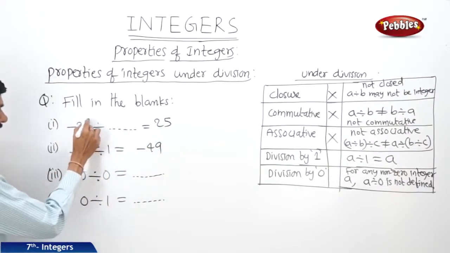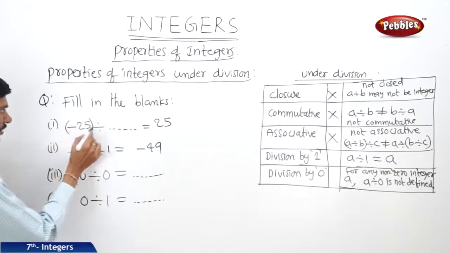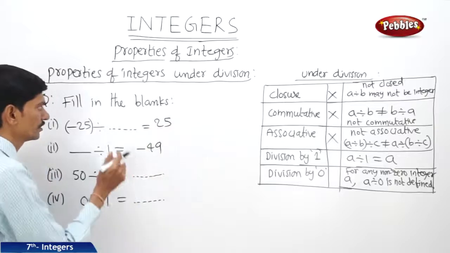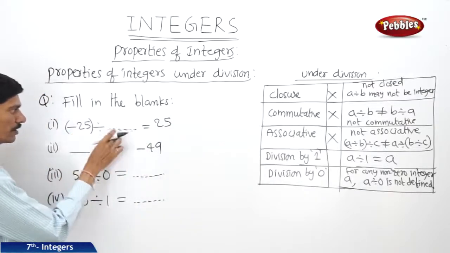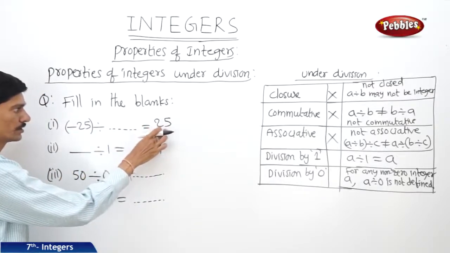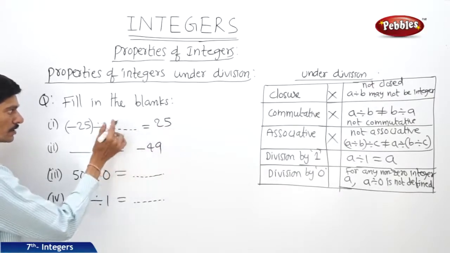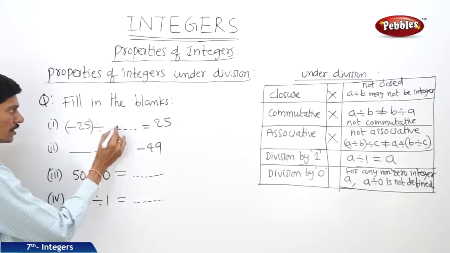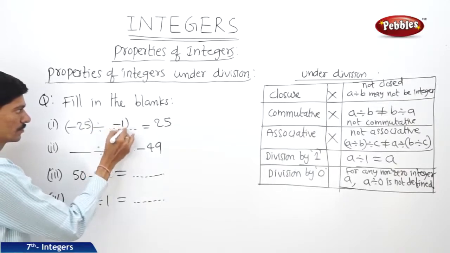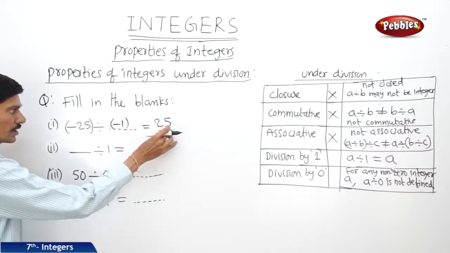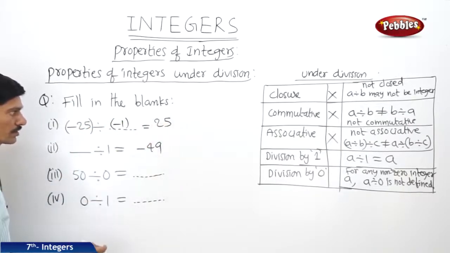So here the negative integer minus 25 is divided by some other integer to get the quotient as the positive integer 25. When you divide 25 by 1, we will get the same integer 25. But the quotient is a positive integer, so we will take here the divisor as the negative integer minus 1. So when minus 25 is divided by minus 1, we get the quotient as the positive integer 25.